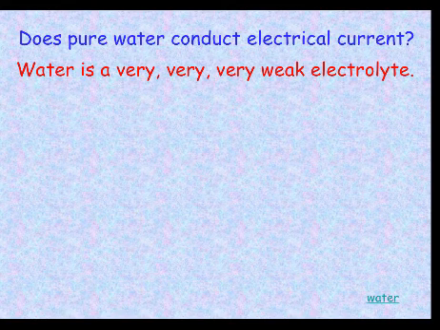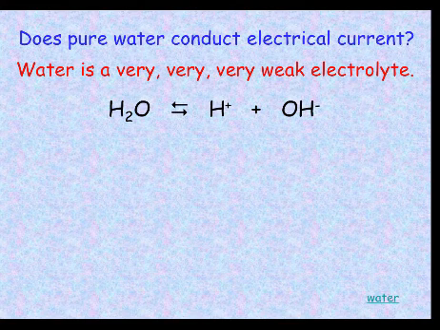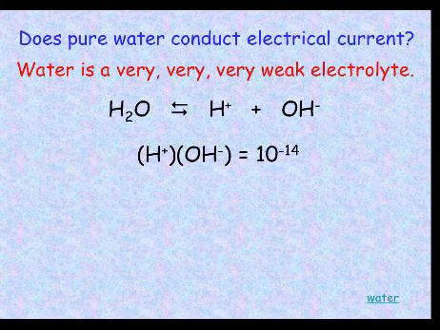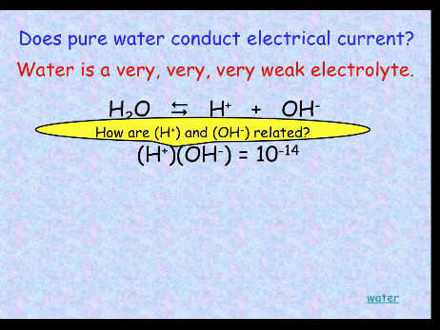If you have pure water, distilled water, will it conduct an electrical current? And the answer is probably not. We wouldn't be able to see it. And the reason for that is just a very small fraction of water dissociates into the hydrogen ion and the hydroxide ion. So little that if you were to multiply the concentrations of the hydrogen times the hydroxide, you would get 10 to the minus 14th. So the way hydrogen and hydroxide are related is if you multiply them, they will always equal 10 to the minus 14th.